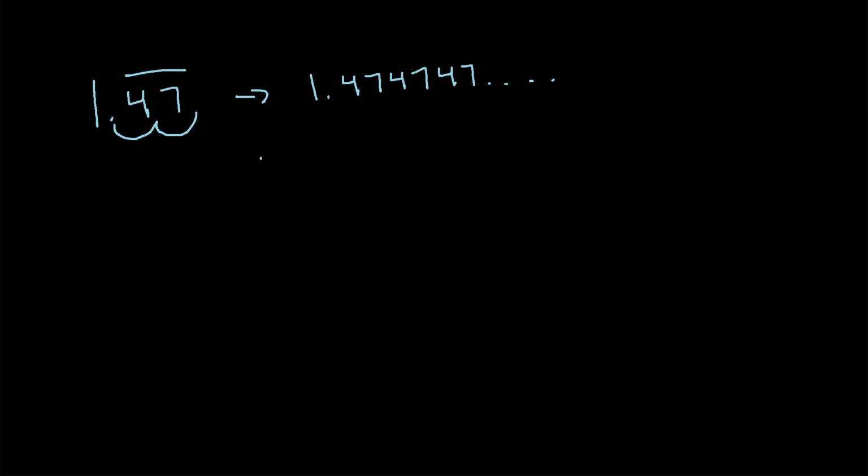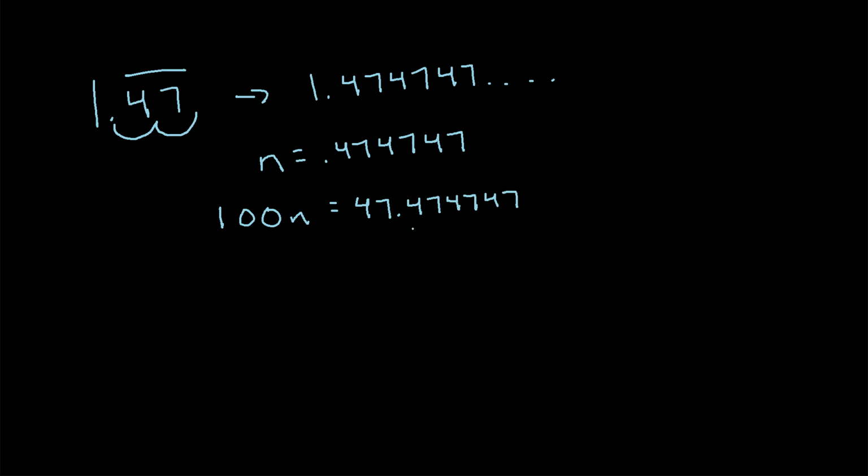So if we say that some variable n is equal to this 0.4747 repeating over and over, then if we multiply this by 100, 100n would be equal to 47.474747, on and on and on. Then we ask ourselves, is there something we can subtract from this 47.4747 to get rid of these repeating 47s? Well, recall we said that we're going to let n be equal to 0.47 repeating. So if we just subtract a single n, that would be subtracting 0.474747.